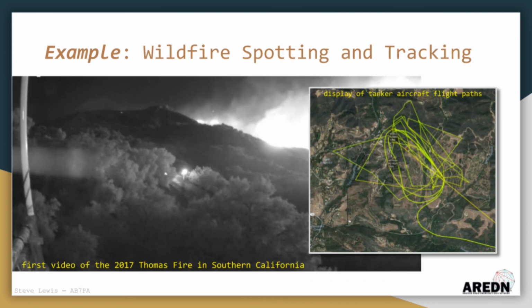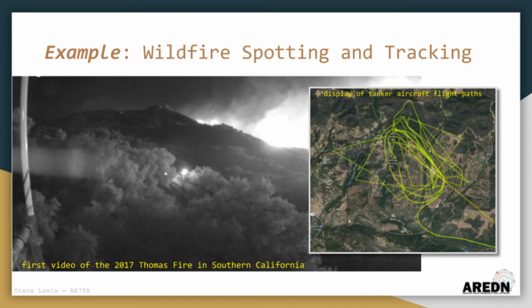Again, from Southern California, some of the mountaintop AREDN backbone sites were deployed with video surveillance cameras on the towers. In this example, one of these mountaintop cameras captured and recorded the first views of the 2017 Thomas fire. This recording was requested by the fire management authorities to be included in their after-action reports.